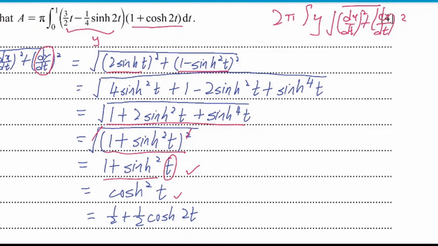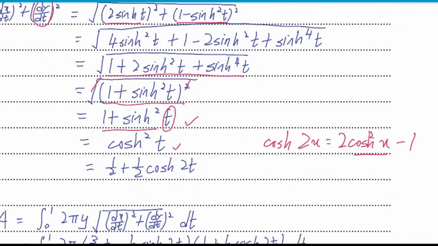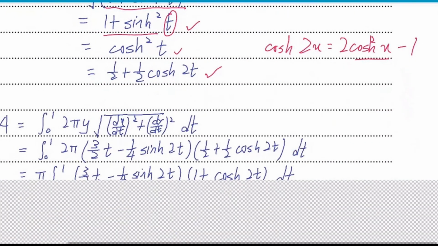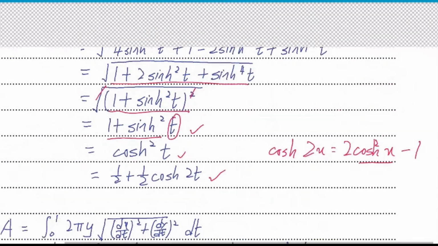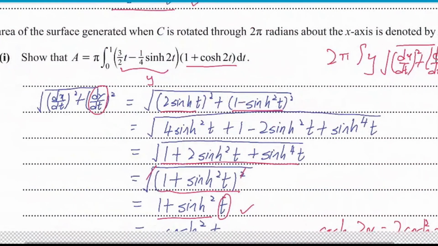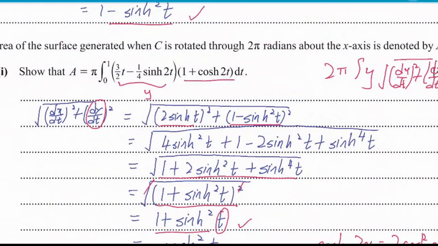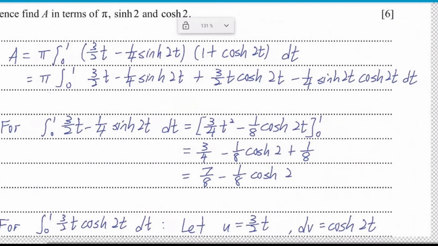So here we are using the double angle formula again: cosh 2x is 2 cosh squared x minus 1. So we are making cosh x the subject here. With that, we are getting something in terms of 2t. After that, we put everything inside there and multiply, then we are able to get this form here. Of course, there is a purpose that they ask us to prove this, because they need us to find the integral later. So it's quite a bit of thing to do here.